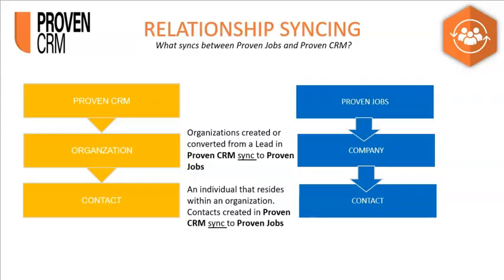When organizations are created in Proven CRM, these records will sync to Proven Jobs companies under the Relationships menu option. Please note that there is a 5-minute sync cycle from the CRM to Proven Jobs. When creating companies in Proven Jobs, the sync is immediate to the CRM. Any contacts created in either Proven CRM or Proven Jobs will sync between the two platforms under the Contacts tab within the organization or company record.